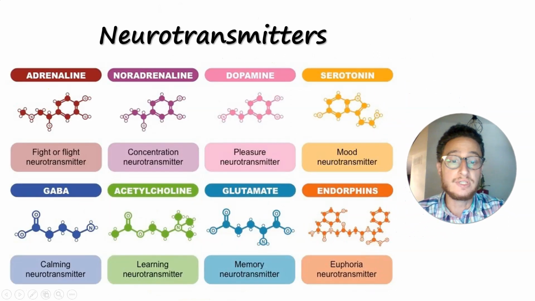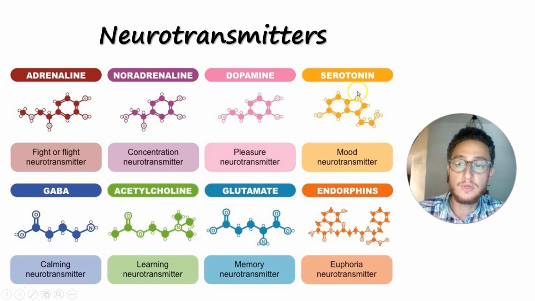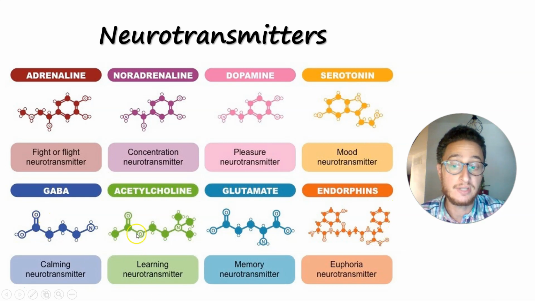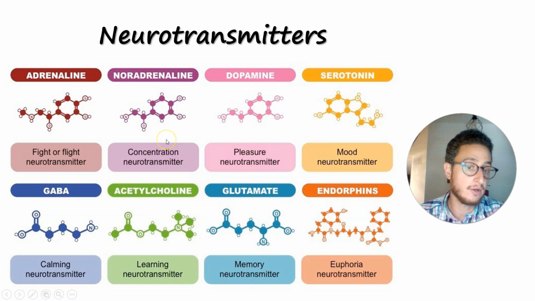And so here are a few examples of some of these neurotransmitters, and you may have heard of some of these words before, like dopamine and serotonin and endorphins and GABA. Acetylcholine is another fairly common one that we talk about. You may be surprised to see things like adrenaline and noradrenaline on the list.